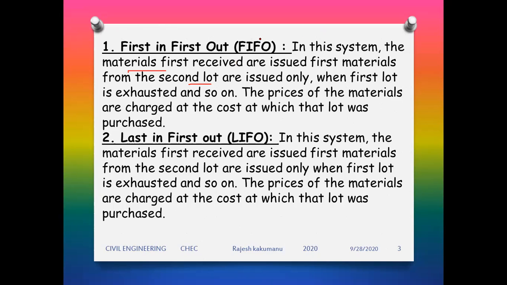So here in the FIFO method, what happens is the material first received is issued first. Materials from the second lot are issued only when the first lot is exhausted, and so on. Suppose the first lot has 10 items and the second lot is ready for next. When the 10th material of the first lot is finished, the first component from the second lot goes out. That is first in first out. So these prices of the materials are charged at the cost at which the lot was purchased.